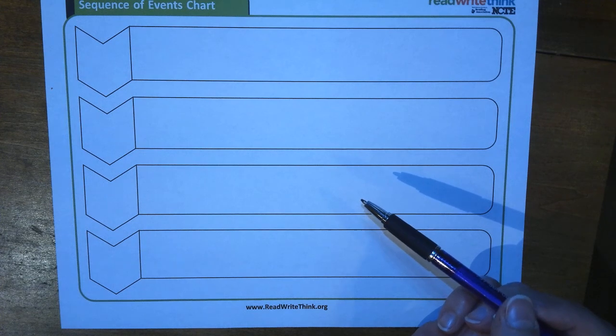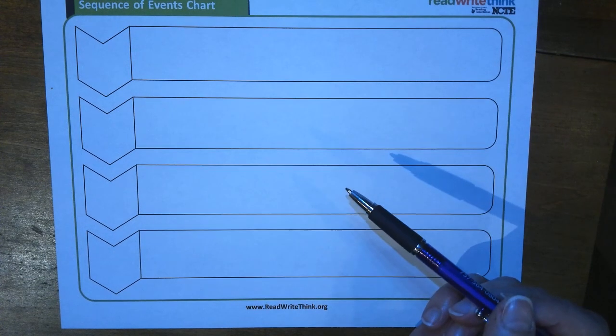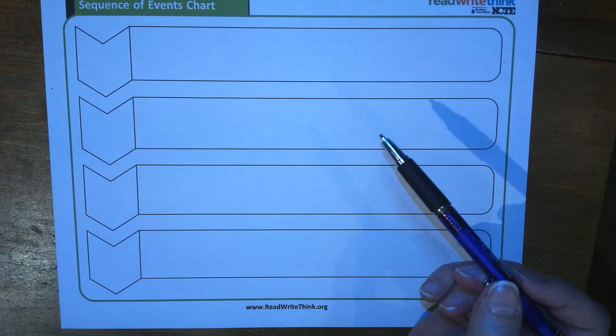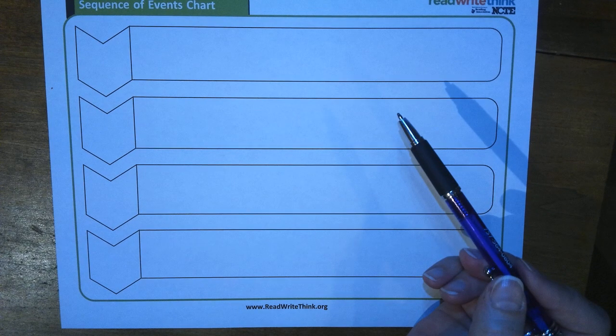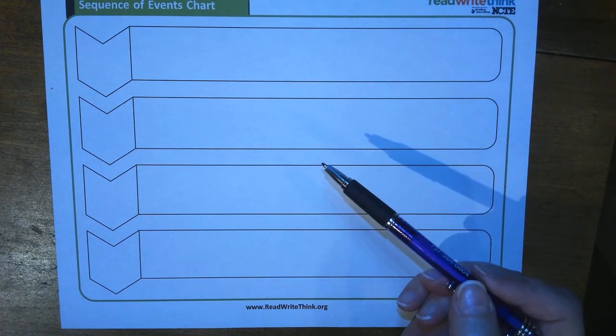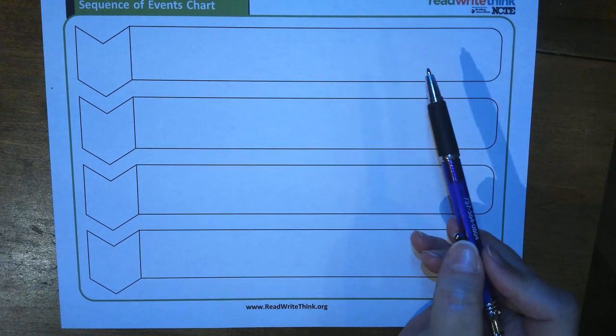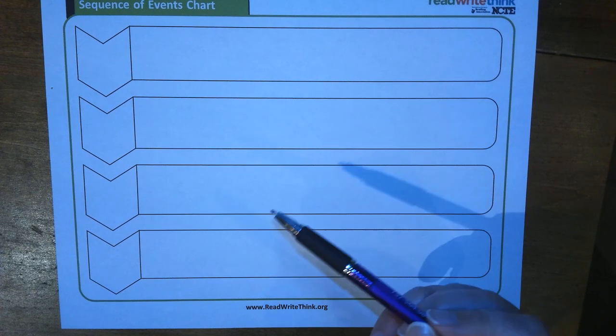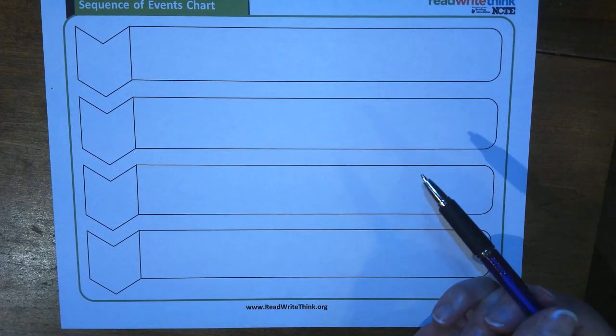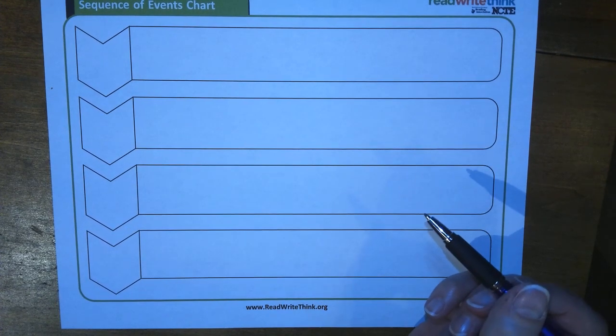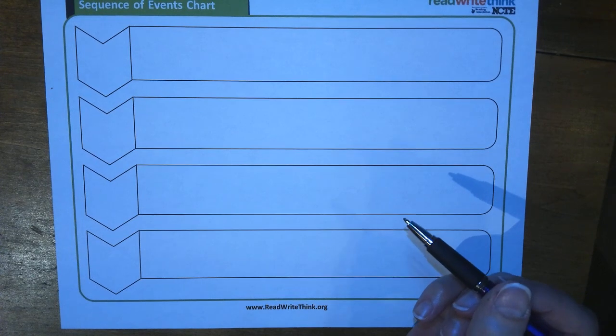In this case, what we're going to do is a sequence chart. Okay, this is a sequence of events. I'm going to do a recipe. You guys can pick whatever you want to do, but the idea behind a sequence of events is first you do this, next you do that, and then after that you do that. If you want to tell me how to play a sport, you can do that, or how you get ready for school every morning, you can do that. Just has to be a sequence of events.